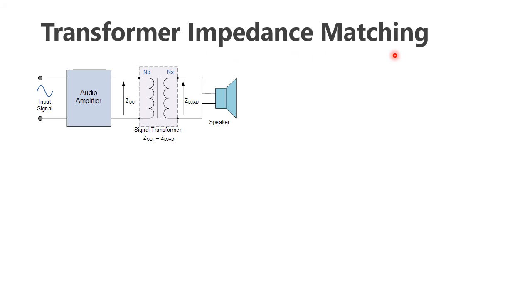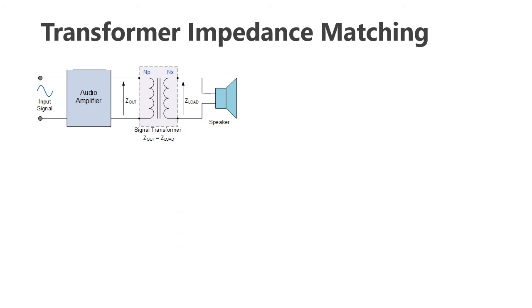Transformer impedance matching. The maximum power transfer can be obtained even if the output impedance is not the same as the load impedance. This can be done by using a suitable turns ratio transformer. So here is the transformer. By this transformer we can obtain the maximum power transfer even if Z out is not equal to Z load. Here Z out means output impedance, and Z load means load impedance.